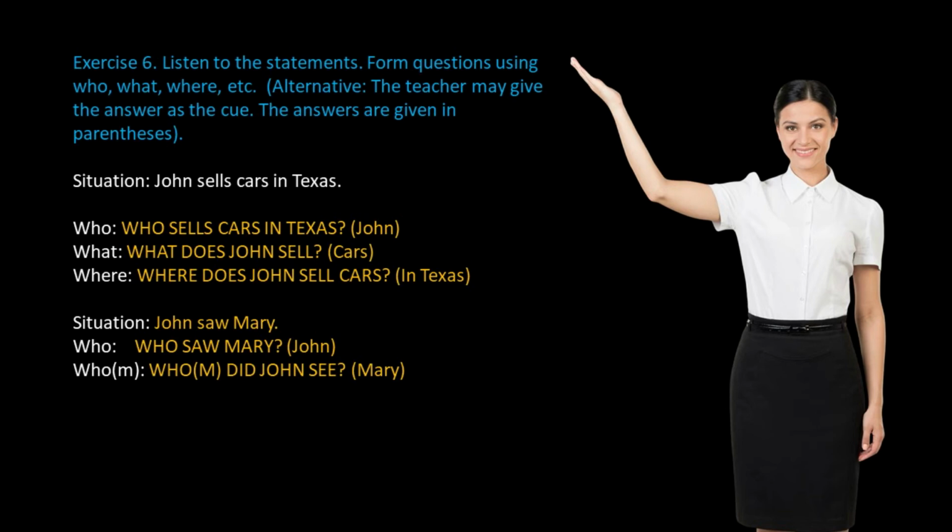Situation. John sells cars in Texas. Who sells cars in Texas? John. What does John sell? Cars. Where does John sell cars? In Texas. Situation. John saw Mary. Who saw Mary? John. Who did John see? Mary. Now, please do the following exercise. You can pause your video until you finish the exercise.